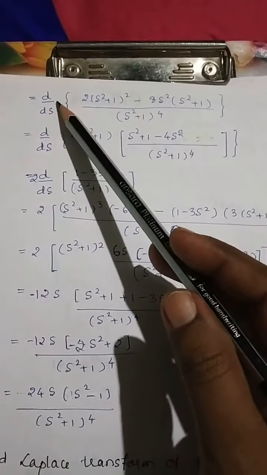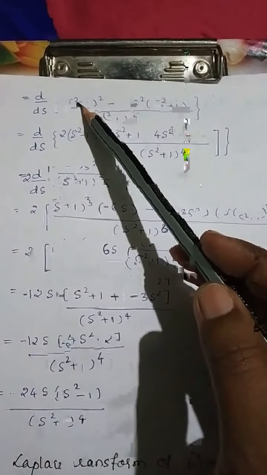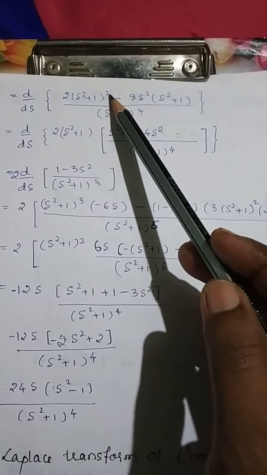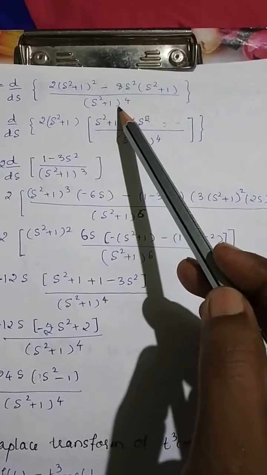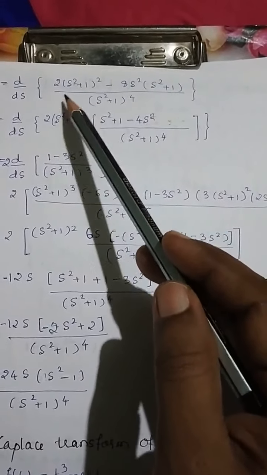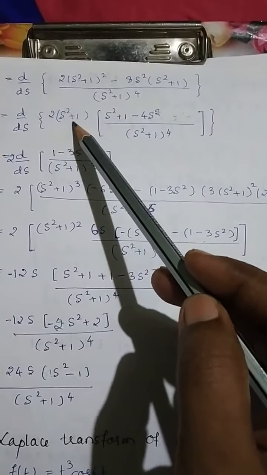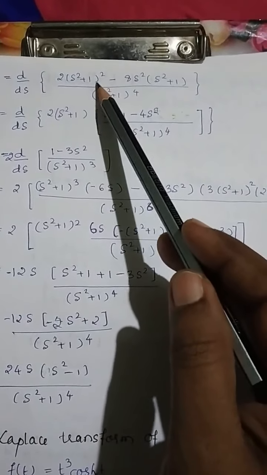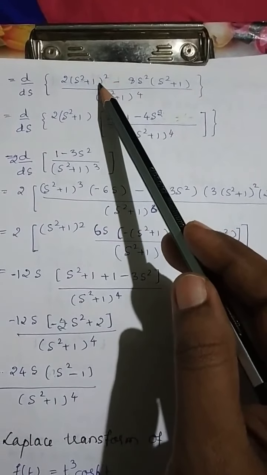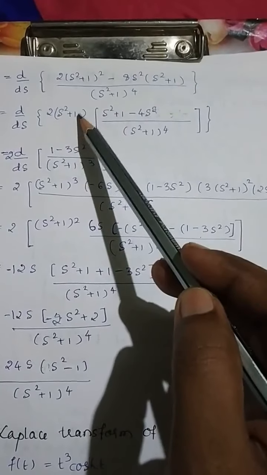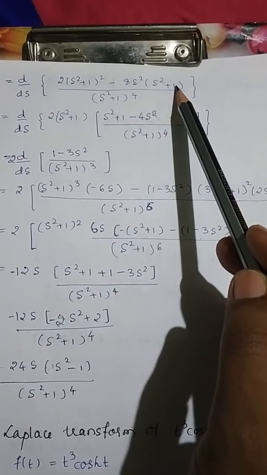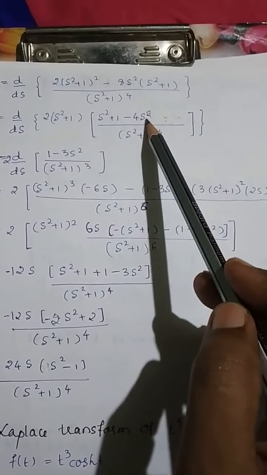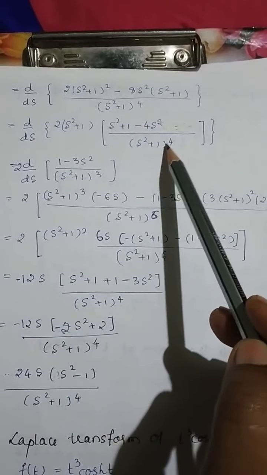Next we are simplifying: d by ds of [2 into (s square plus 1) whole square minus 8s square into (s square plus 1)] whole square upon (s square plus 1) whole raised to 4. In the next step, taking 2(s square plus 1) common, the remaining terms are: from one term we have taken (s square plus 1), remaining is (s square plus 1) minus 2 into bracket, (s square plus 1) we have taken here, therefore remaining is minus 4s square, upon (s square plus 1) whole raised to 4.